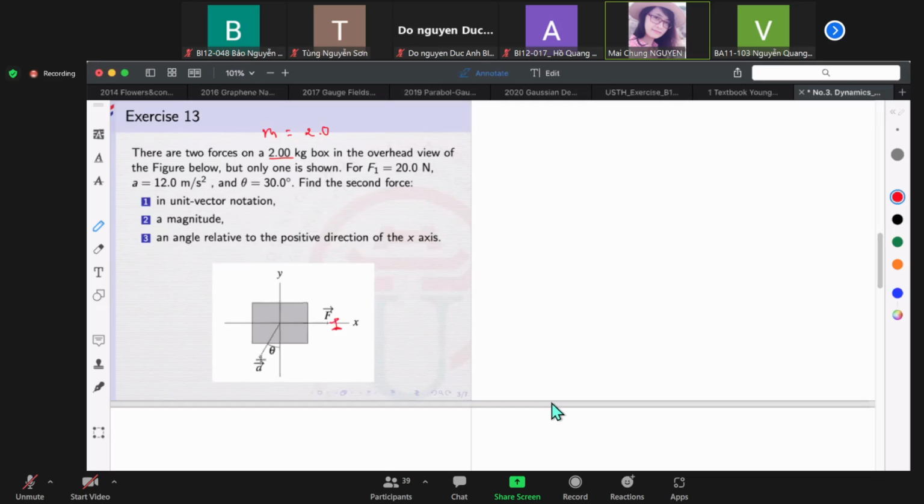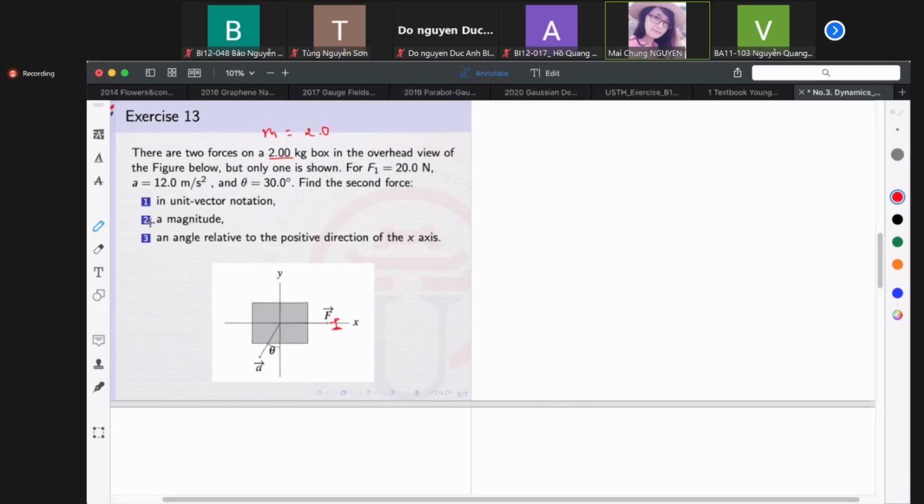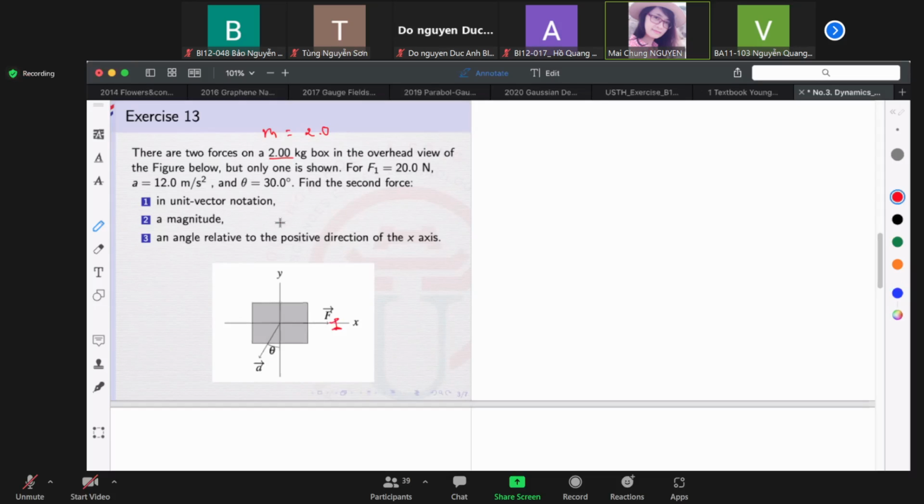Even here, we know the acceleration and its magnitude, and that the direction of the acceleration is 30 degrees to the horizontal, right? The first question requires us to find the second force. So Vinh suggests to find the second force, now we need to consider the total force, that means F net, right?